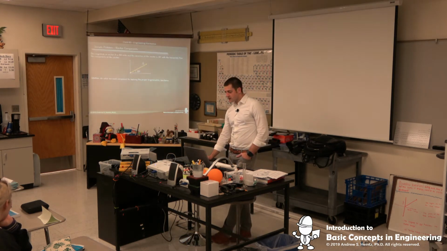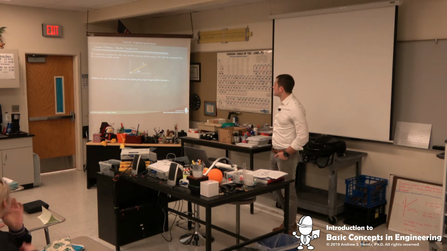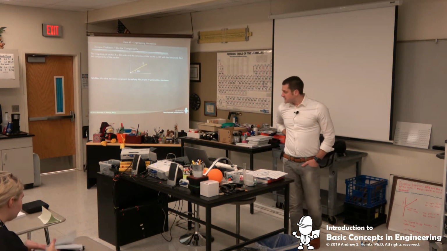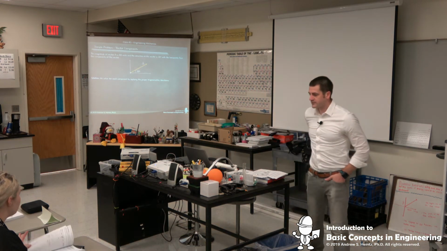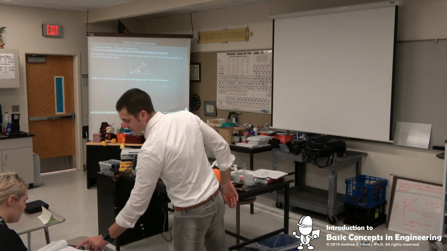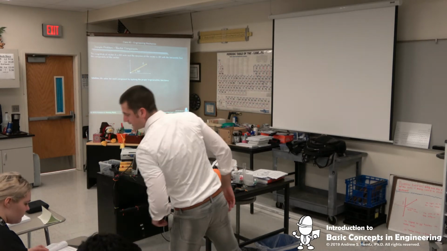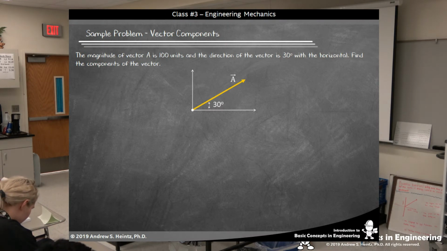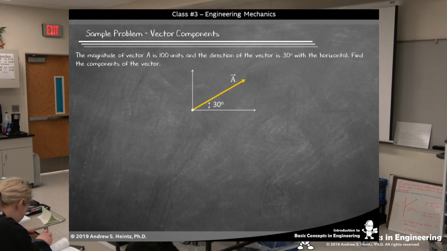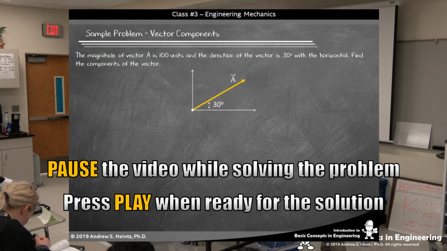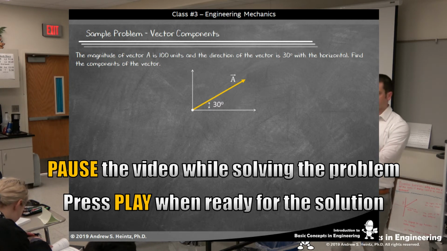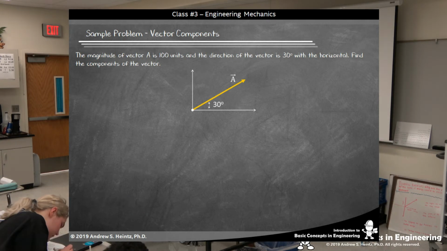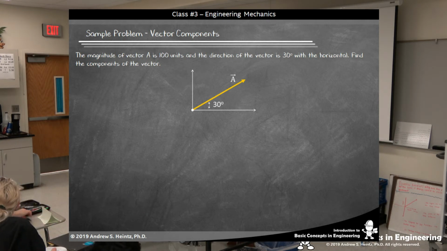All right, so here's our sample problem. Let's just make sure we've all got this down, okay? So, vector components. Oh, and I don't have the page on here, but we can figure it out real quick. You just turn to it, perfect. So this one is on page 9 in your book. The magnitude of vector A is 100 units, and the direction of the vector is 30 degrees with the horizontal. Find the components of the vector. And you're probably going to need a calculator for this one, or your phone, whatever. Okay, are we all ready? Good enough? All right, Daphne, you want to do this one for us?